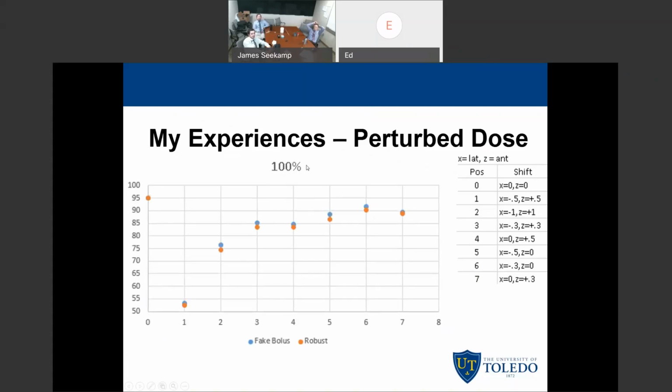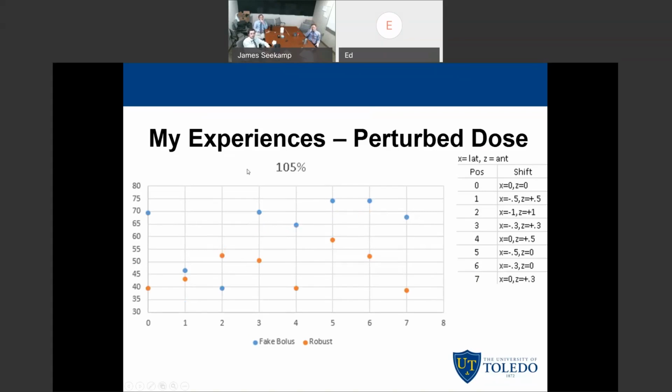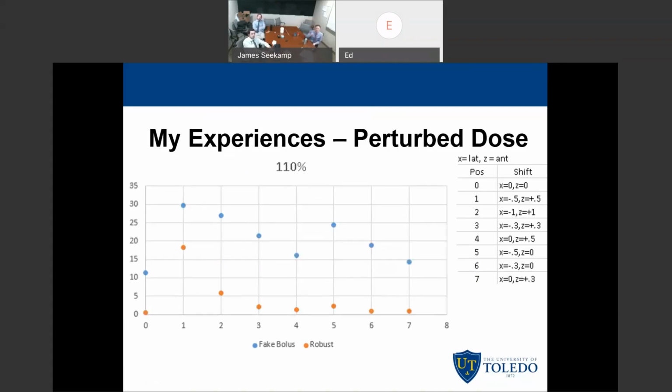When we look at the 100% isodose line, you can see that the fake bolus is actually slightly better in every shift. The 105% isodose line, you can see that the fake bolus method is actually keeping the plan significantly hotter than the robust optimization. Can you just go back to us?